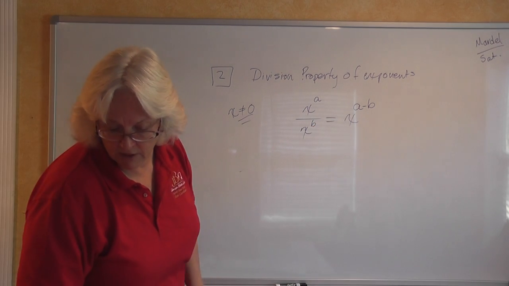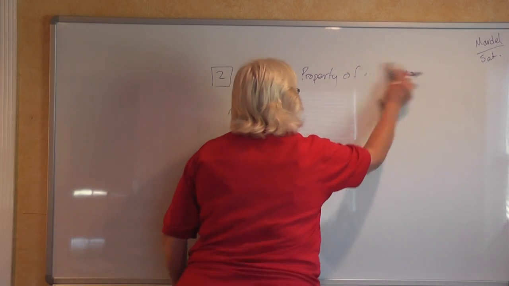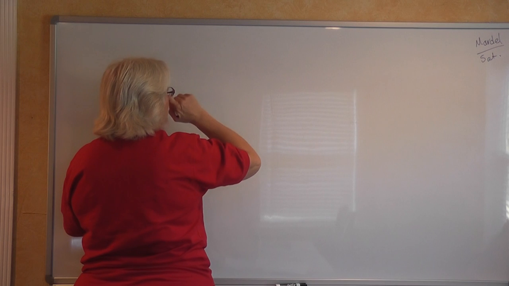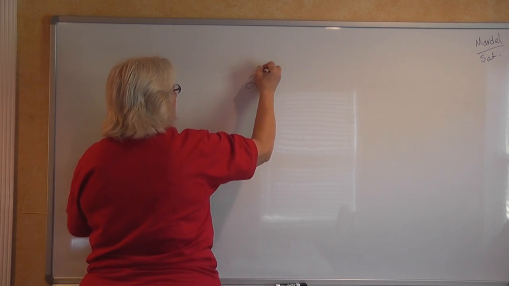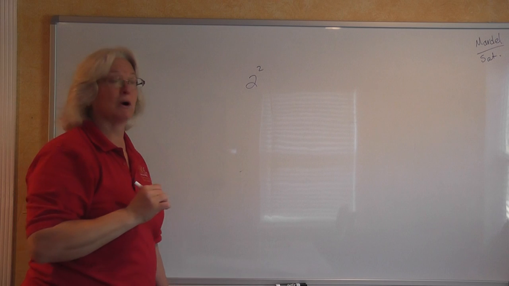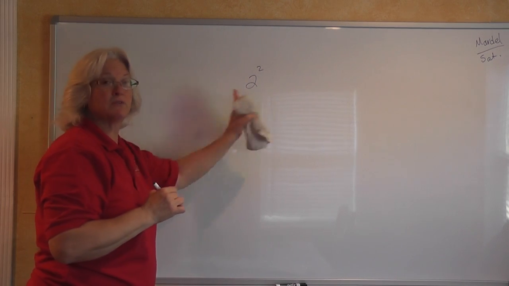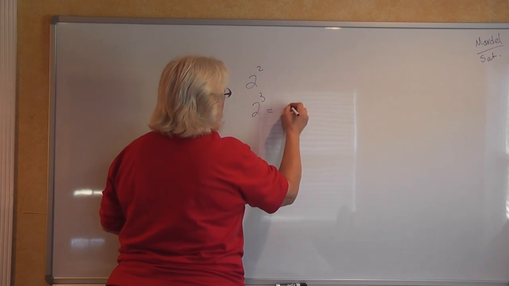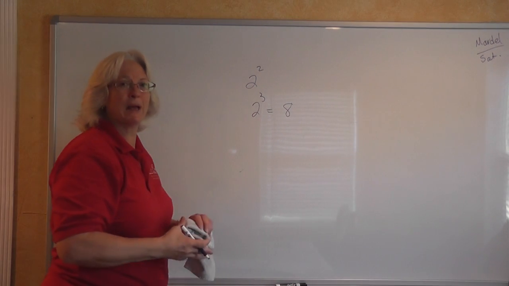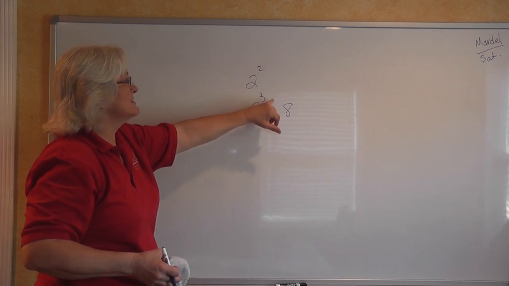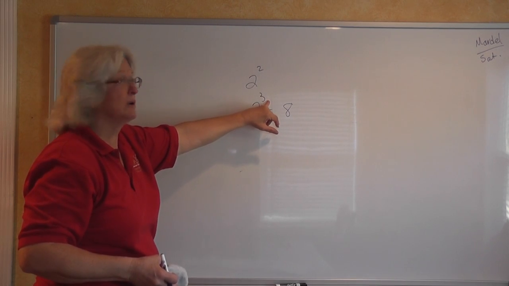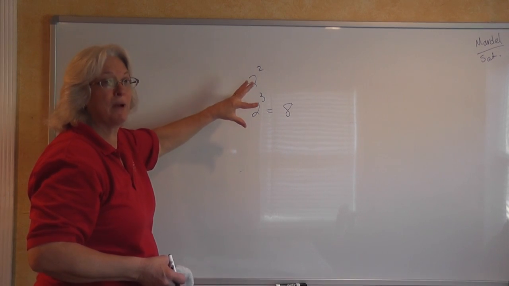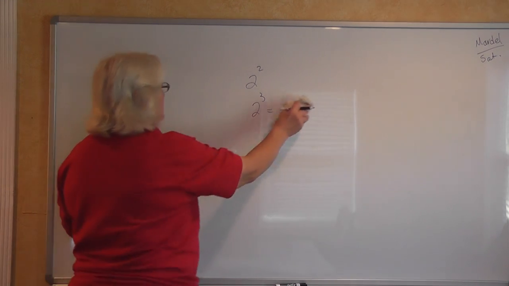Then we also have a power property. What are powers? Remember, 2 squared is equal to 4, right? 2 times 2 is 4. 2 cubed is 8. 2 times 2 times 2 is 8. These are powers. When you raise something to a power, when you use these exponents here, those are what they call powers. So what are they talking about with the power property?